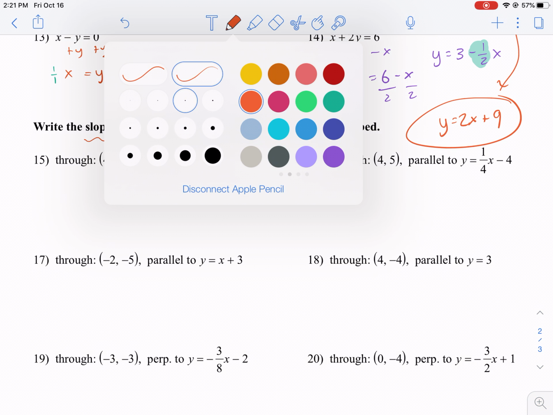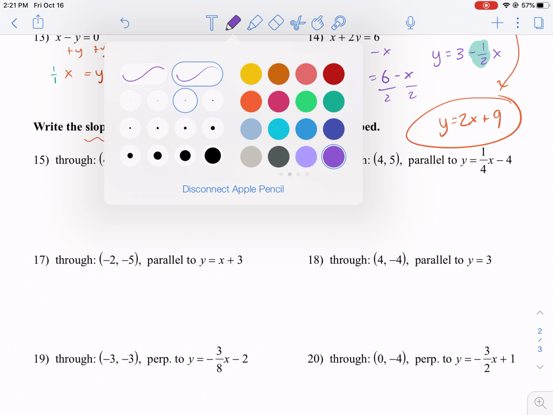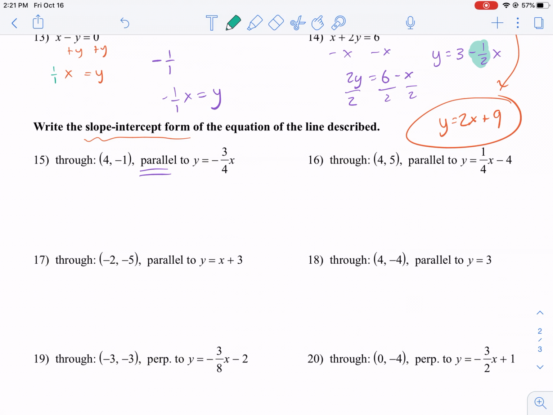So the first thing we want to do is write down the slope that we need. So we want it parallel. And the next thing we want to do is label the x and y of this point here. So this is my x, and this is my y. Now, I want a slope that's parallel to that one, so I should probably circle the slope. I know I need to keep this the same for a parallel line. So I have negative 3 over 4.